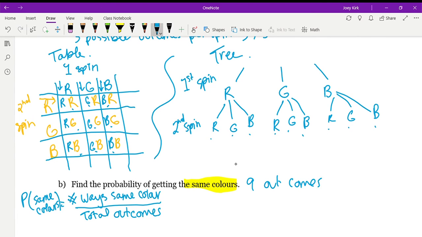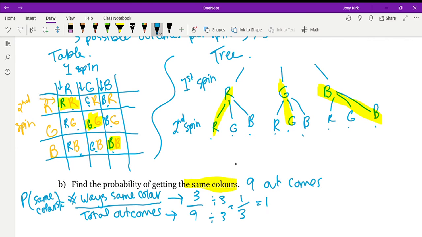Okay? But we want the same colors. So we're going to go and look. So we could get red and red. We could get green and green. And we could get blue and blue. Right? So these are our same color combinations. Perfect. So the number of different ways we can get the same color, there are 3. And the total number of outcomes, there are 9. So it becomes 3 over 9. And we're going to reduce our fraction, pulling out a common factor to 1 over 3.